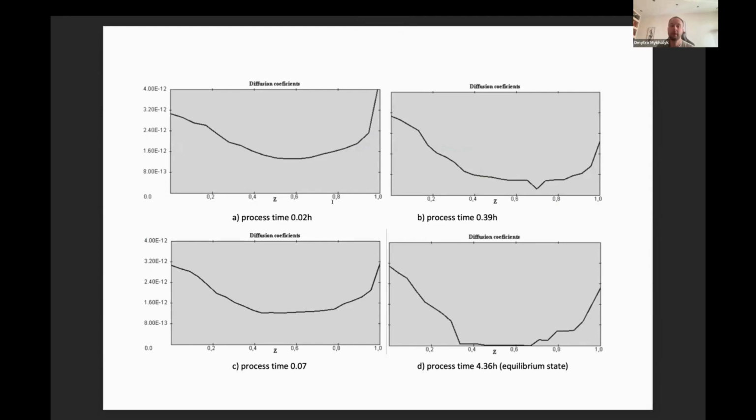When we take different process times, the first example is the initial phase of the diffusion process, when the zeolite is full of gas. Moving forward until we reach the state of equilibrium, we see that the coefficients are also not stable and change in value. So the coefficients have different values for different parts of the zeolite, and they also evolve during the process itself.